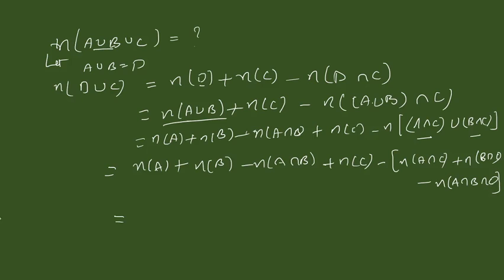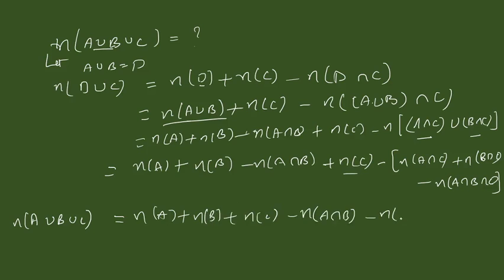So your final answer, the formula for the number of A union B union C, is n of A plus n of B plus n of C minus n of A intersection B minus n of A intersection C, removing this bracket, minus n of B intersection C, and minus of minus here gives plus n of A intersection B intersection C. It's a big formula. That's all for today.